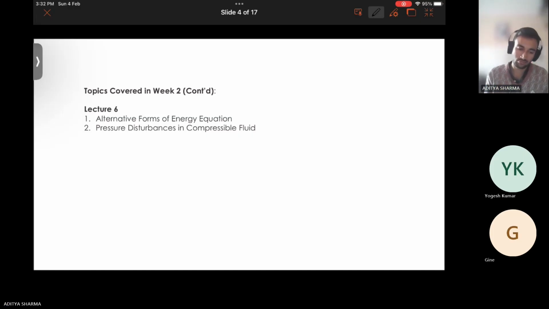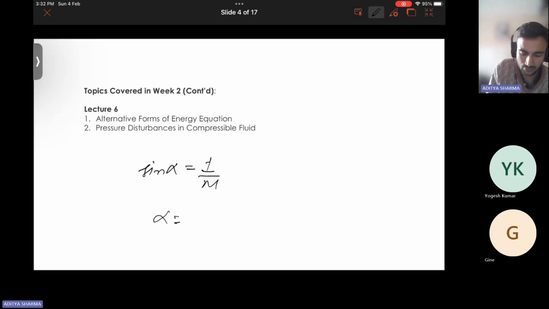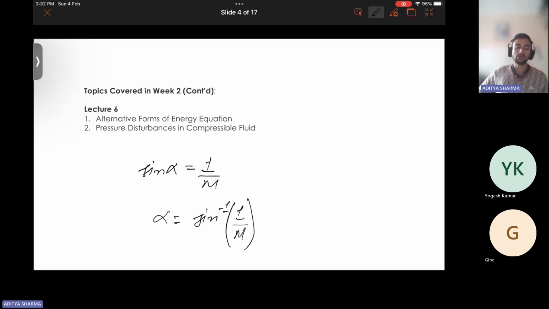So there is one formula related to Mach cone. All right, so this is sine alpha equals 1 by M. All right, then we find the Mach cone using this formula. All right. So this was the Mach cone.